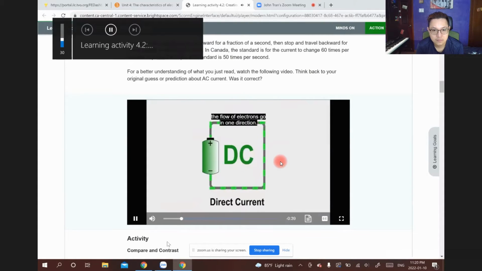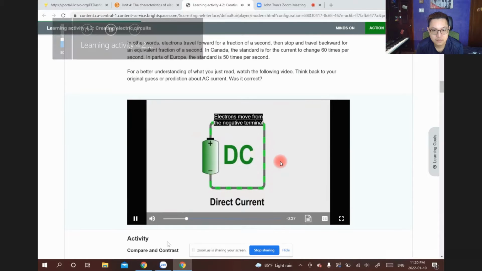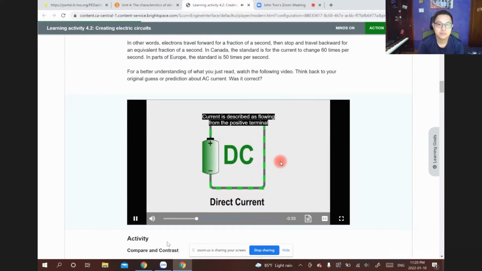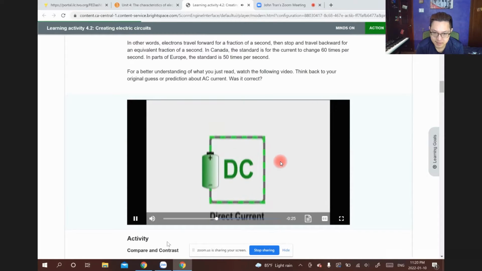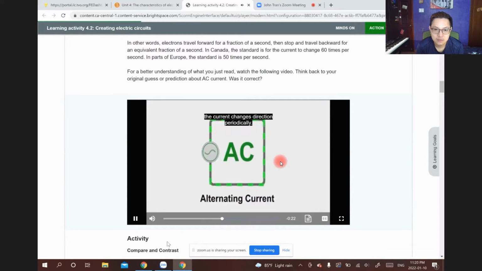In direct current, the flow of electrons goes in one direction. Electrons move from the negative terminal to the positive terminal. Current is described as flowing from the positive terminal of the battery towards the negative. So current and electron flow are actually opposite each other. In alternating current, the current changes direction periodically.